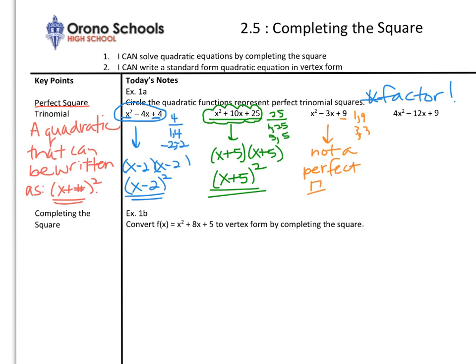Oh, that was my attempt at drawing a square. Sorry. Let's try that again. That's better. Okay, trinomial. Oh boy.